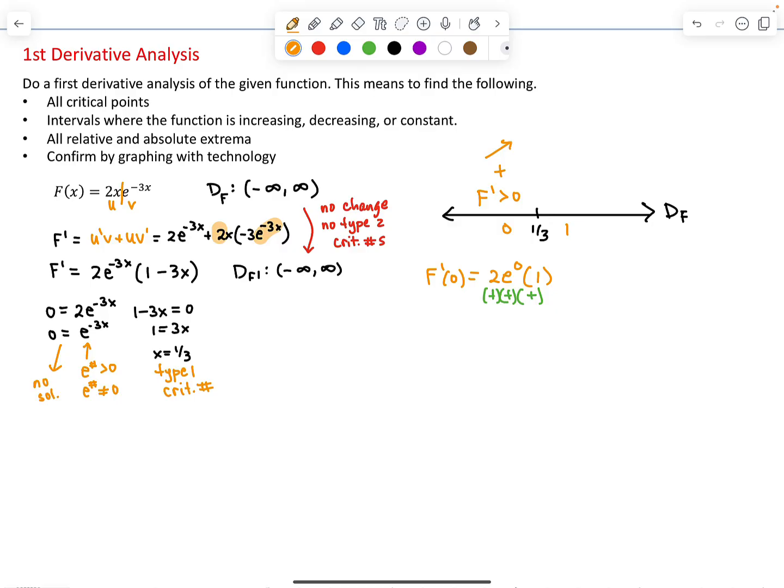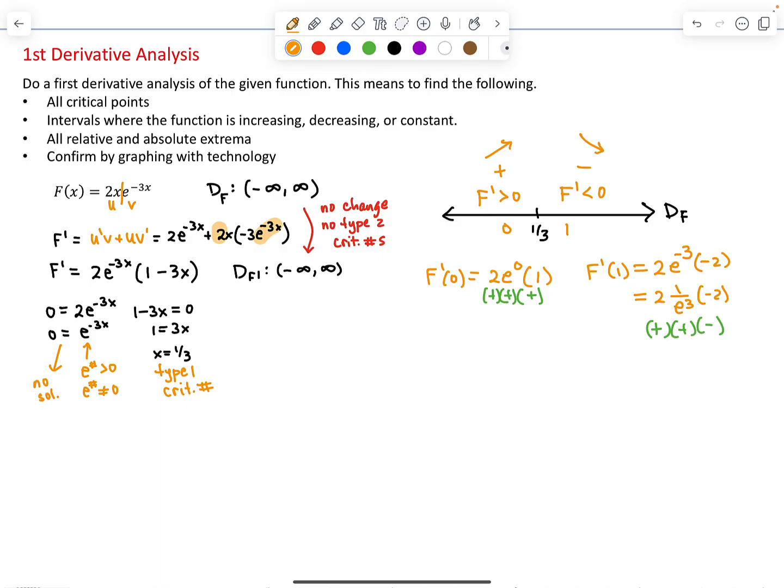And now let's see what happens after 1/3 by testing capital F prime of 1. Plugging into the factored version, we have 2 times e to the negative 3 times 1 minus 3, which is negative 2. Now keep in mind, e to the negative 3, it's not a negative number. It means 1 over e cubed. So in other words, we have a positive times a positive still, but times a negative now. Overall, that's a negative, so capital F prime is less than 0 on this interval. Put a minus sign to represent that, and an arrow going down from left to right.